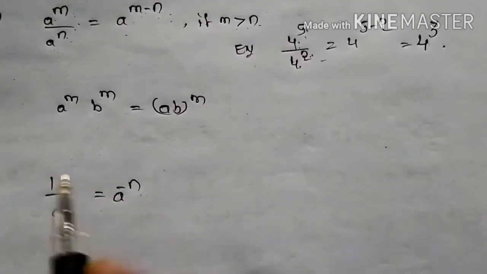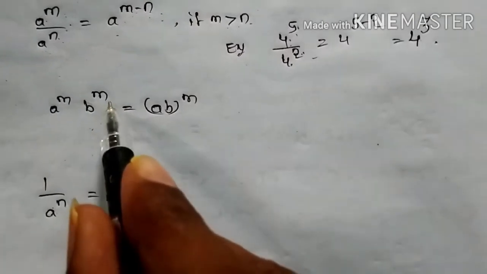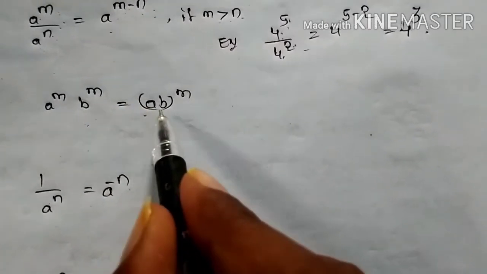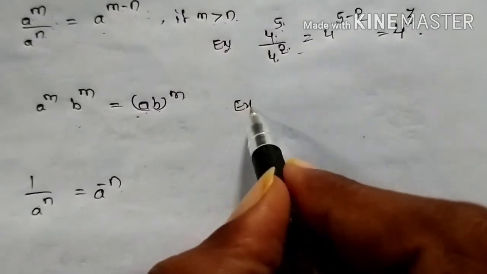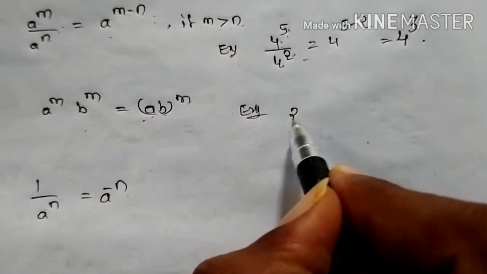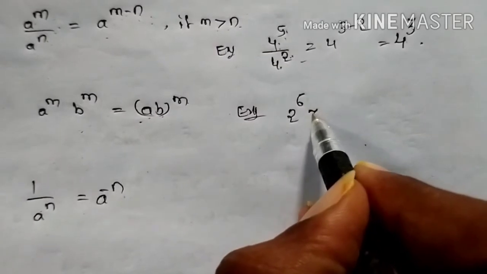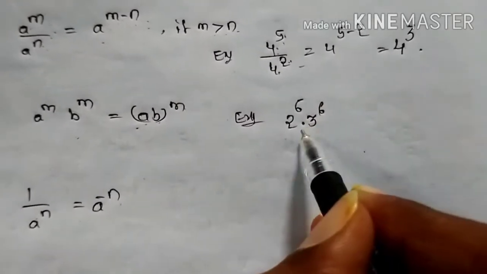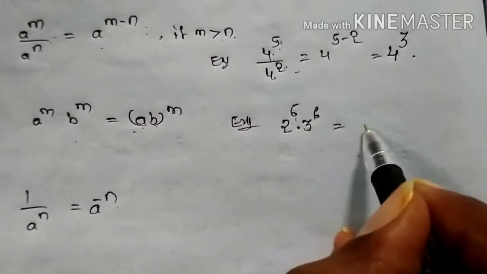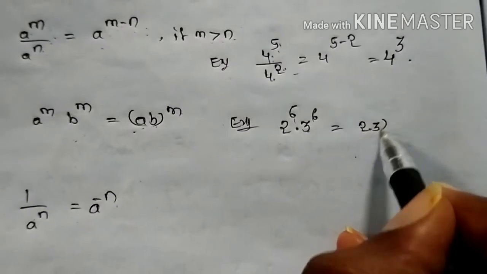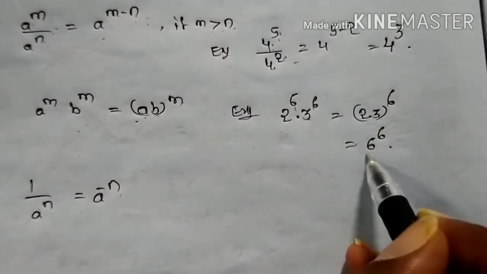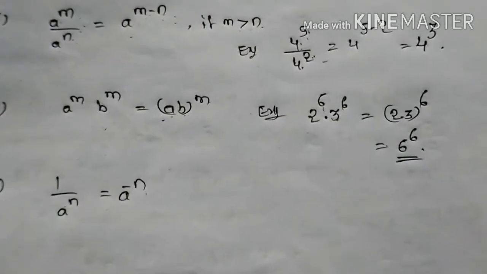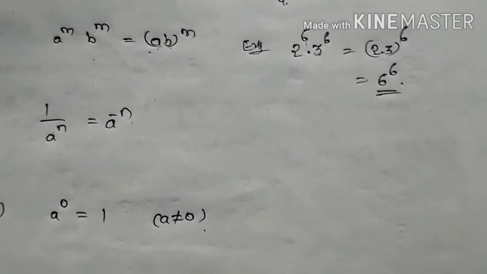Next one here, a to the power m into b to the power m is equal to a into b whole power m. That means here I am taking one example. You can write 2 power 6 into 3 power 6. Just you can write 2 into 3 whole power 6. That means 2 into 3, how much? 6 power 6 is your answer. Just you can use the formulas wherever useful.